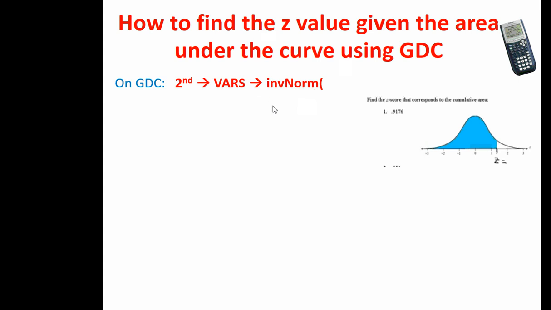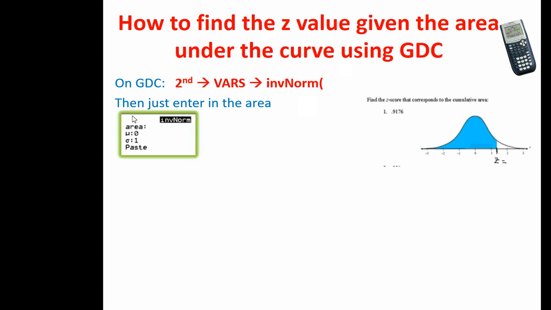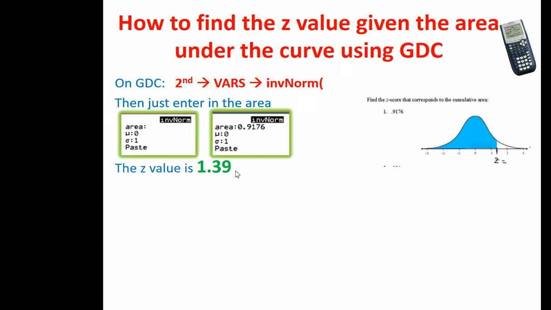Second vars, inverse norm. And then just enter in the area that they tell you for the area under the curve. So if they tell you that the probability is 0.9176, or the area under the curve is 0.9176, same thing, just enter in that area. It asks you for the mean and the standard deviation, so you enter those and select paste. So in the calculator it goes second vars, inverse norm, you put in the area that they give you in the question, the mean, standard deviation, and paste. The Z value is 1.39.